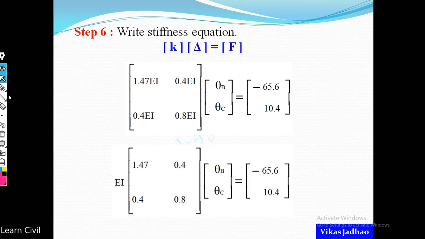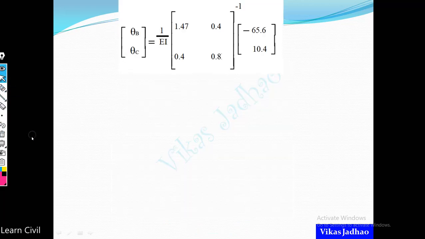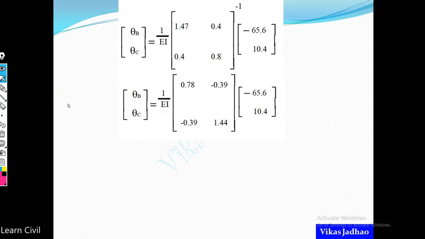Now if we take this stiffness matrix to the right hand side, it will become an inverse, and the new equation will be like this: displacement matrix is equal to the inverse of the K matrix multiplied by the force matrix. Just calculate the inverse of this particular matrix using a calculator. It is very simple to calculate the inverse matrix using a calculator, and we get the inverse matrix like this, with coefficients 0.78, minus 0.39 and 1.44.